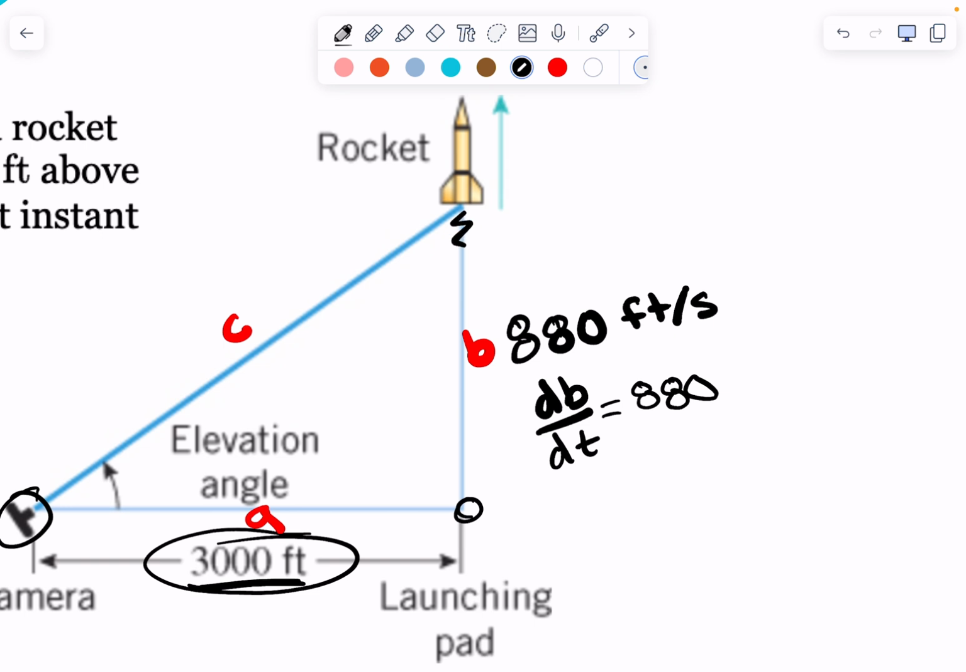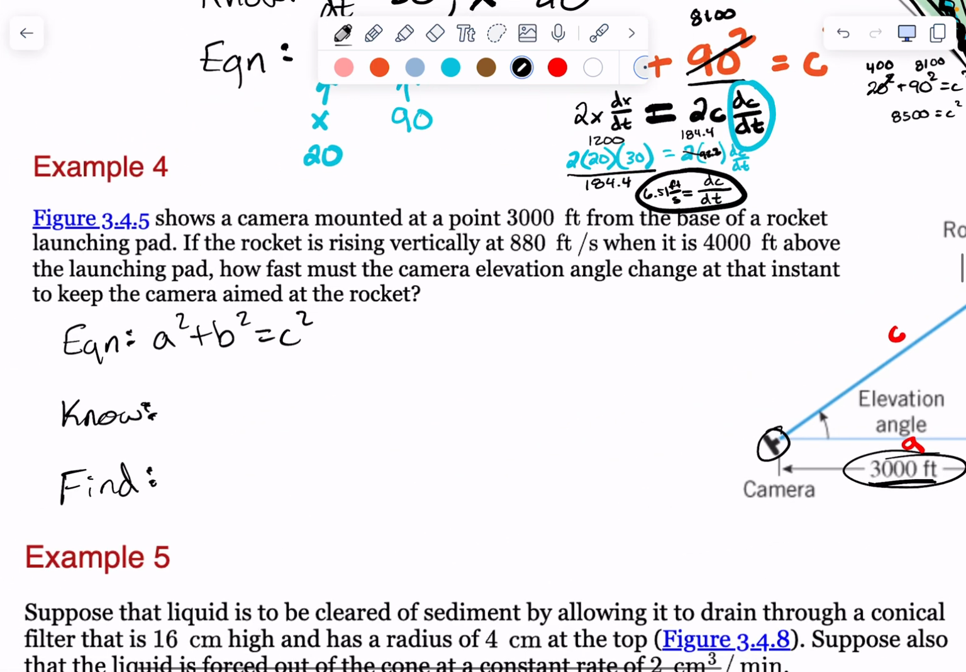That's the rate. This is just the length of B. I don't know how many seconds we've been going, right? If we've been going for 2 seconds, that's going to be like 1760 or whatever, right? Okay, so that's going to determine how long that is. But the rate at which it's changing is 880. So dB dt, that's something I know. dB dt is 880. Cool.